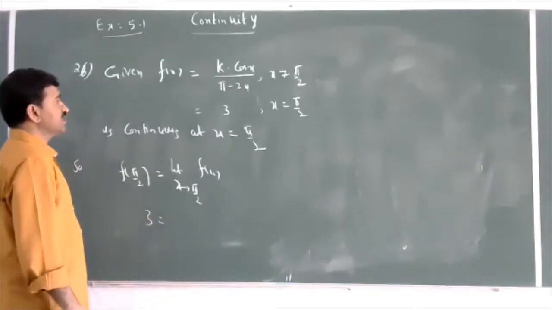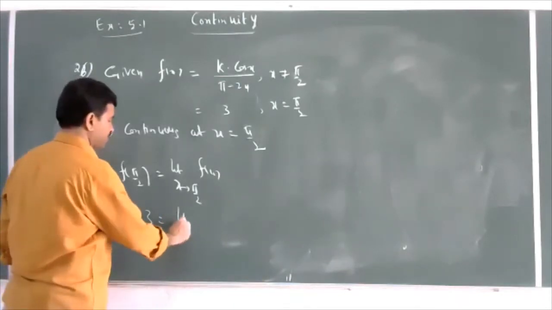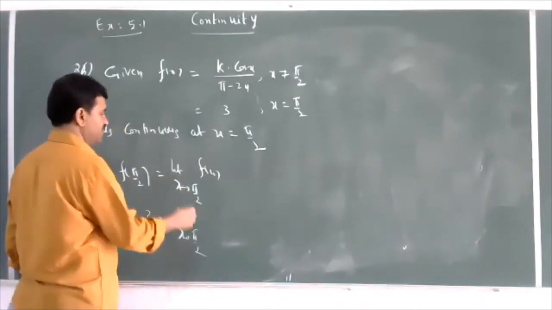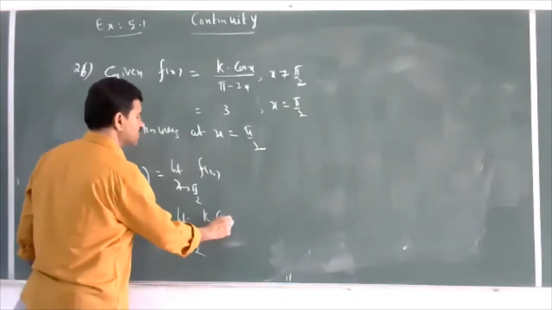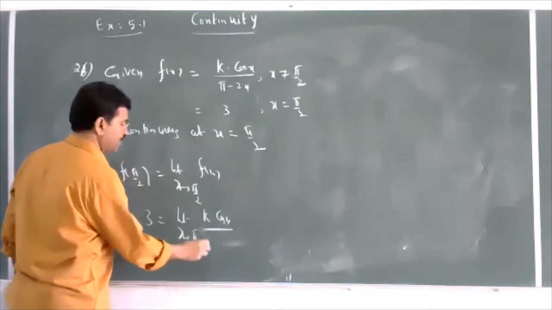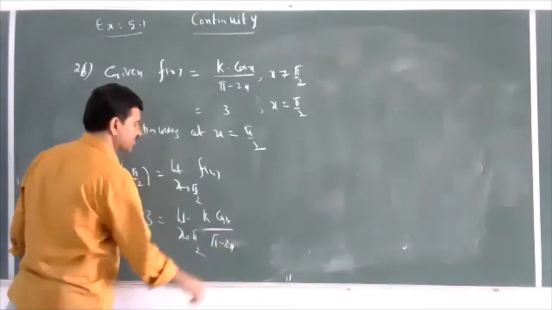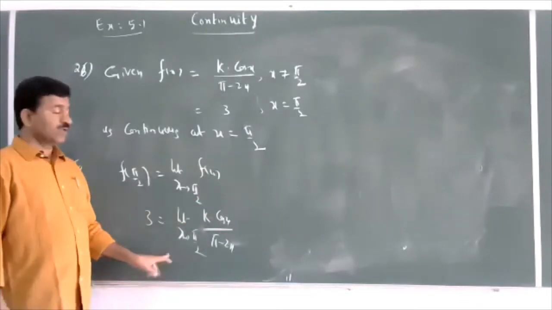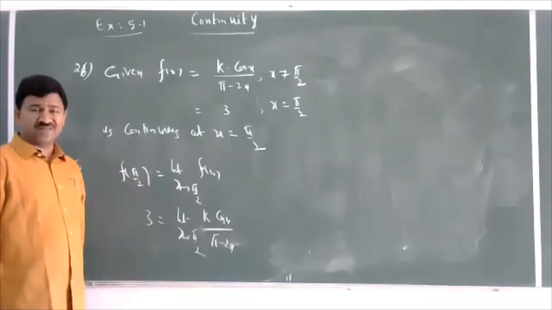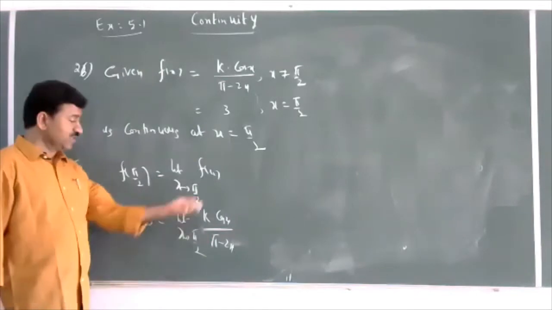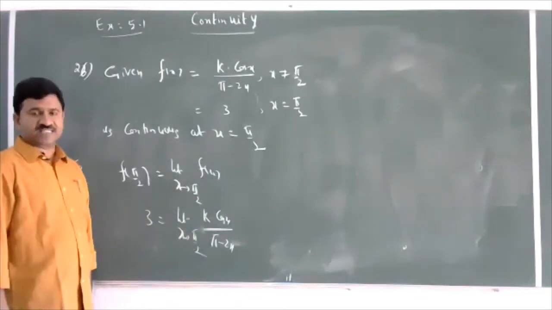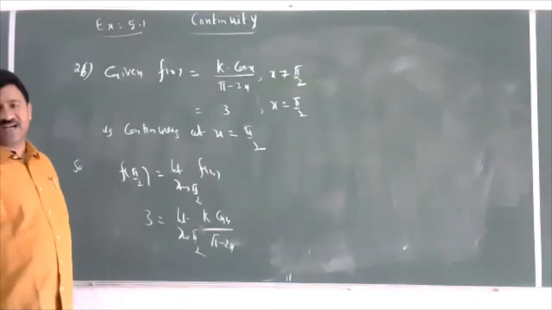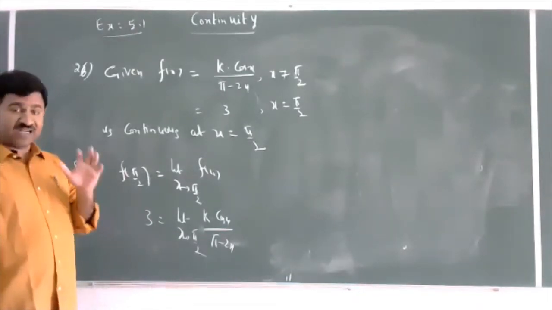Right side, limit as x tends to pi by 2, f of x, which means k into cos x by pi minus 2x. Now we'll concentrate on how to evaluate this limit. For cos x by x, there is no standard limit. If it were a sine function, sine theta by theta, we could apply the standard limit. So this problem belongs to the standard limits method.